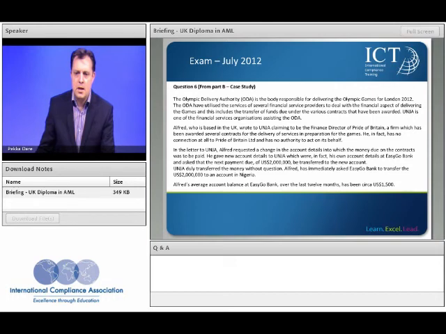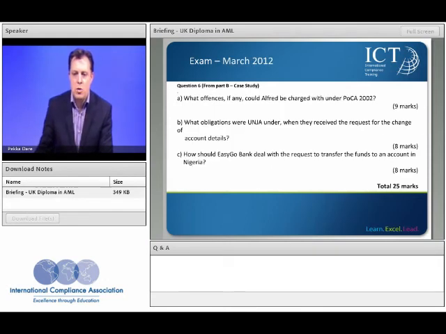Here's another example from the exam. This, however, is from the case study style question. And I won't go through the facts of the case in detail, but you can see from the slide that we have a series of facts about the Olympic Delivery Authority and an individual who is writing to this organisation and attempting to commit a fraud. And there's a bank involved in here as well. The scenario unfolds and the question is in 3 parts.